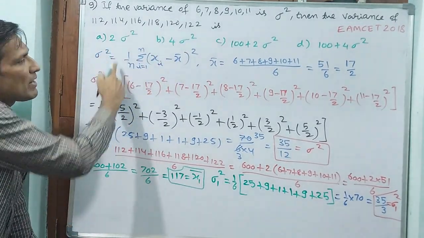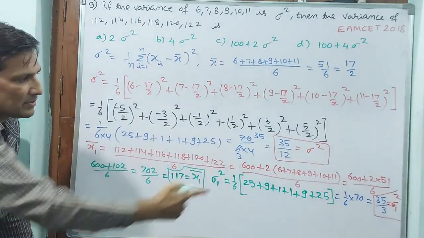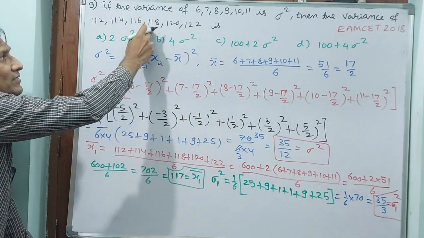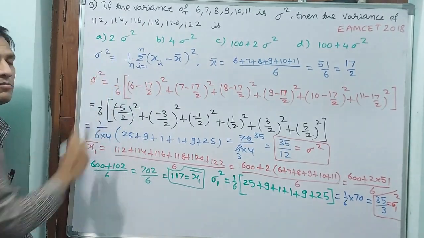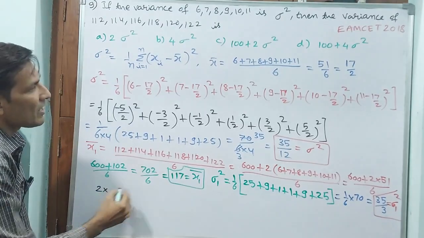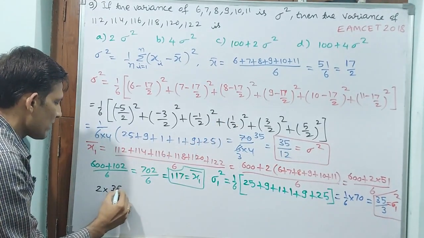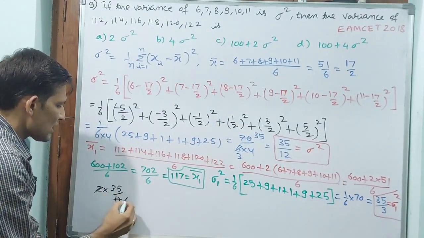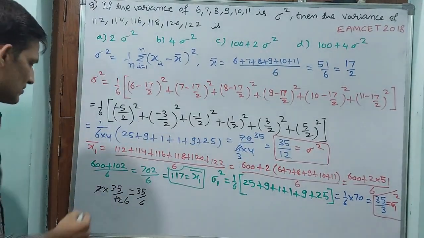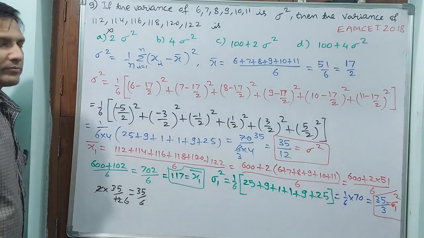You see, 2 sigma square. Is it 2 times this? Next one. That means what they are telling is this variance sigma 1 square should be 2 times sigma square. Is it okay? Why? Because here, 2 times sigma square, 35 by 12, 2 6 times will go. That means 35 by 6 should come, but 35 by 3 has come. That means the first answer is wrong.